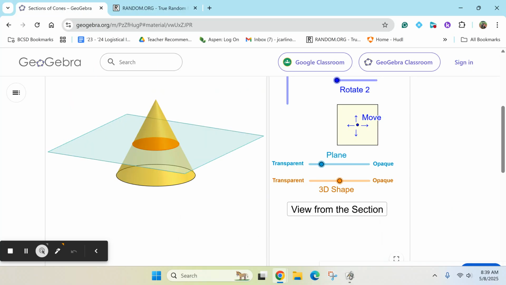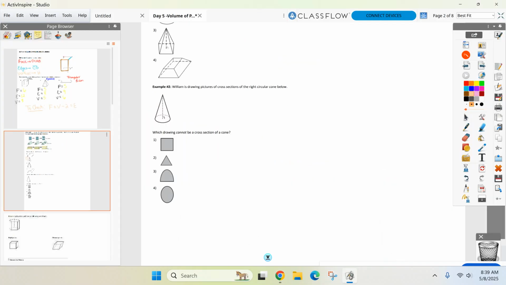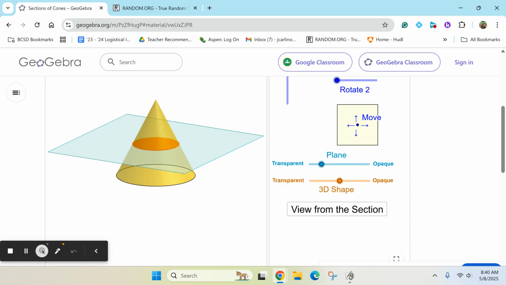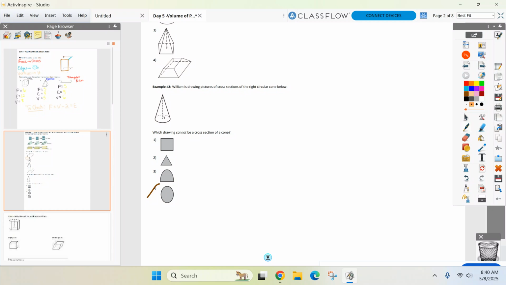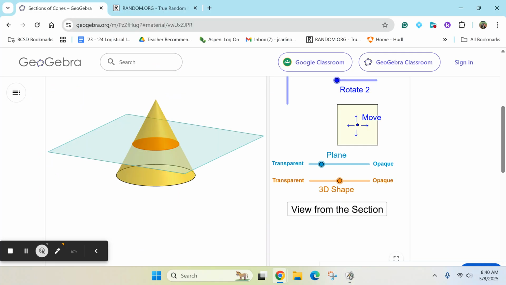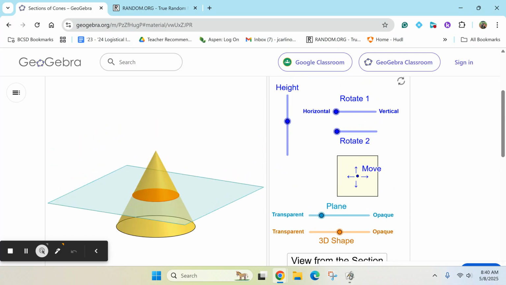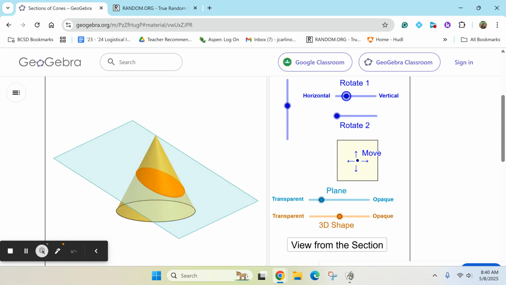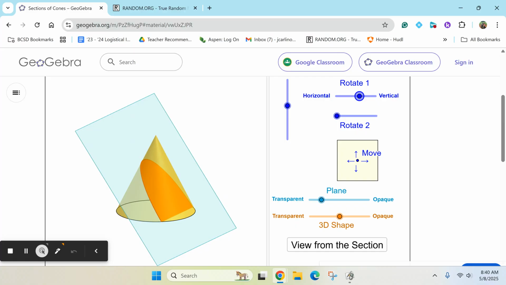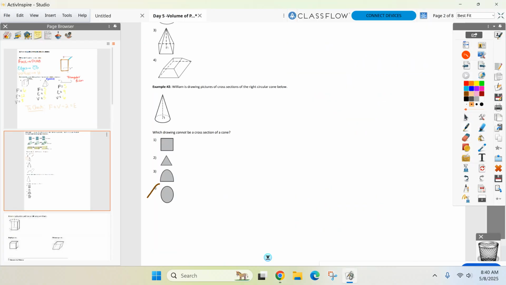All right, ready? We're doing a cone, right? Yep. All right, so we definitely know we get a circle. So goodbye to that one. All right, let's see what else we get here as I cut it in all different directions. Oh, everyone see, yeah, I get that figure if I cut it kind of diagonally.